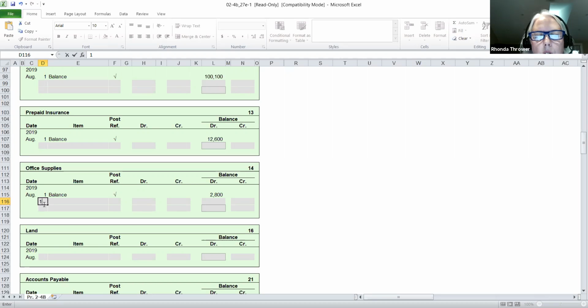Remember from the journal that we showed earlier, we bought supplies. So we have to pick up the page number, and the page number of that journal was page number 18. So 18 goes in here as the page number in the post reference. This stands for journal page number 18. In my journal, I debited the account for $31.50.